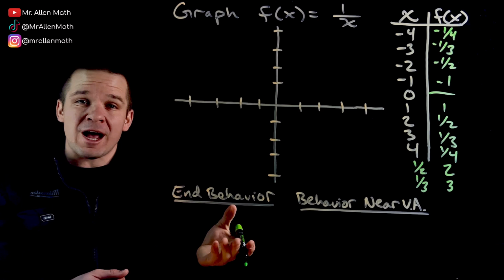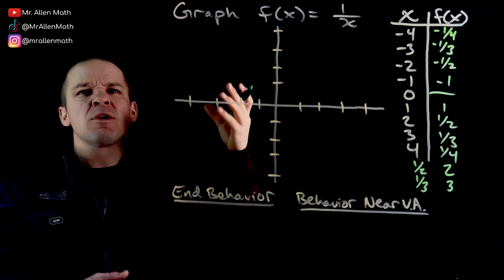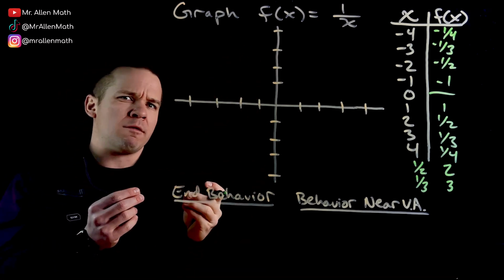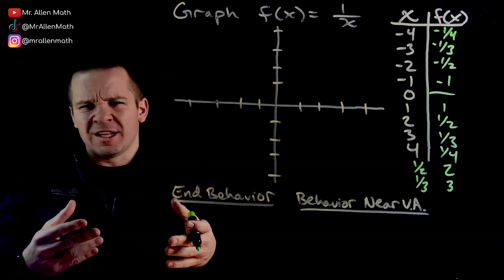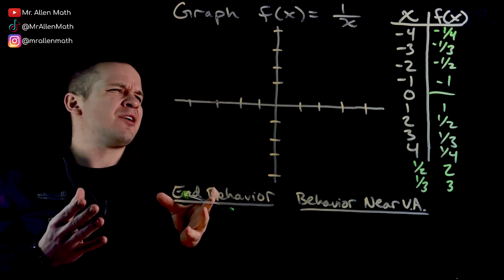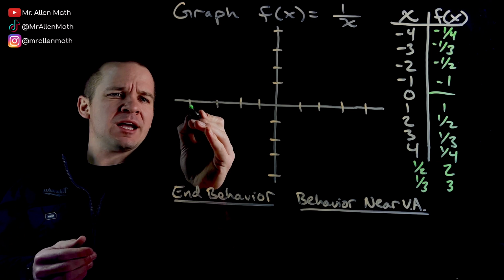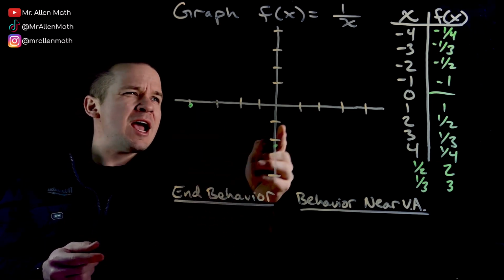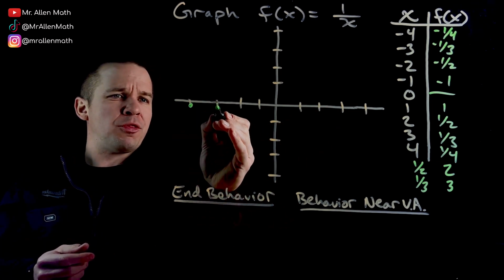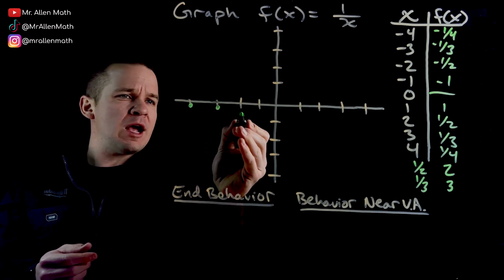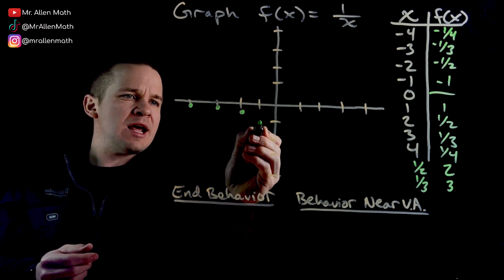So as I plug in fractions, I'm going to get a bigger and bigger number, right? Fractions being between 0 and 1, right? Not all fractions. Okay. So let's start plotting some points, shall we? I think we shall. So at -4, I'm at -1/4. So right down here. And at -3, I'm at -1/3. So I'm going to come down a little bit further. And then I'm at -1/2. And then I'm at -1.